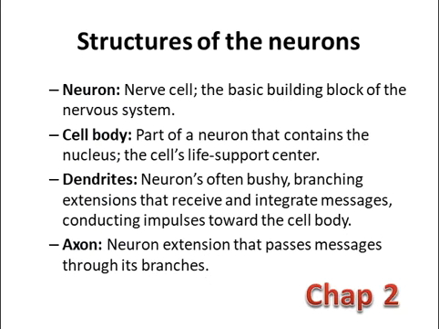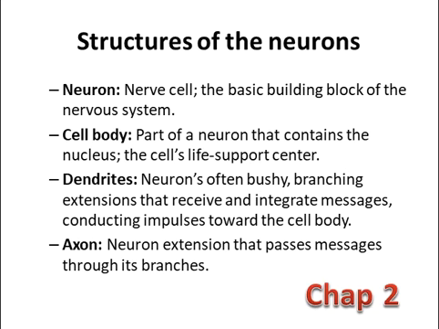The structure of the neurons. Neuron, a nerve cell, the basic building block of the nervous system. The idea is that this neuron is the fundamental item that helps us to build the complete nervous system. The cell body of that neuron contains the nucleus and the life support centers of the cell. So it keeps the neuron alive, so to speak.